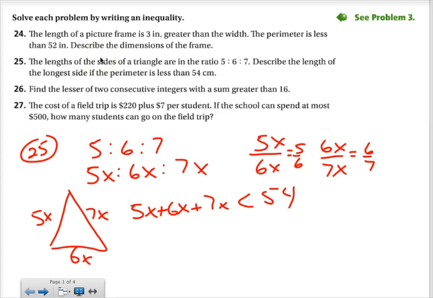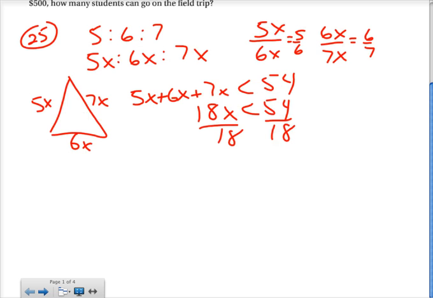But 5 plus 6 is 11, plus 7 is 18. 18x is less than 54. And then just go ahead and divide both sides by 18. We are not dividing by a negative, so we don't have to do any flipping. And we will get x is less than 3.